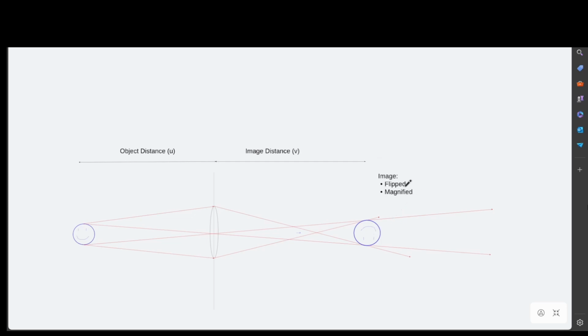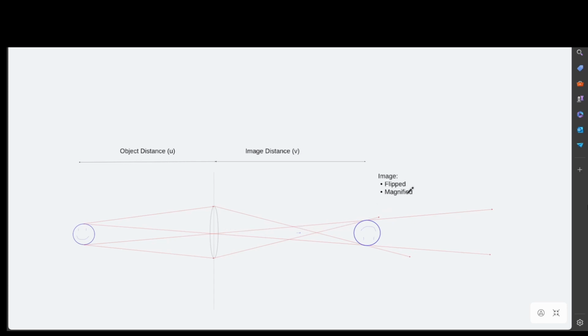And as you can see, the rule applied is that the image is flipped. Nice easy rule. If you're working with something that isn't a point, you can always remember that the image is always flipped. That might just be a multiple choice question, or something you need to list about what happens to an image when it goes through a lens, or this kind of lens at least.